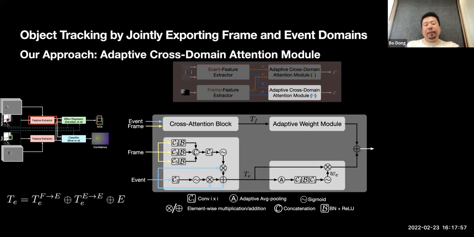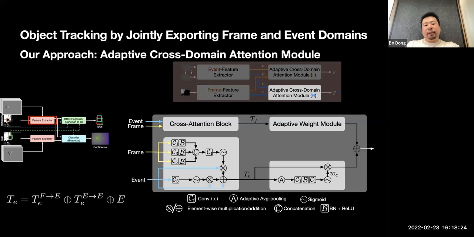adaptive cross-domain module. The bottom part is one branch, which introduces how we leverage the frame domain to enhance the event domain. On the top, actually, it is the opposite: we use the event domain to enhance the frame domain. The architecture is exactly the same; the only difference is the input. That's why I only need to introduce one of them here, and then we can understand all the other blocks.